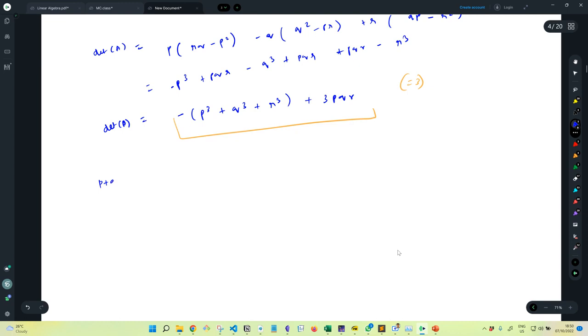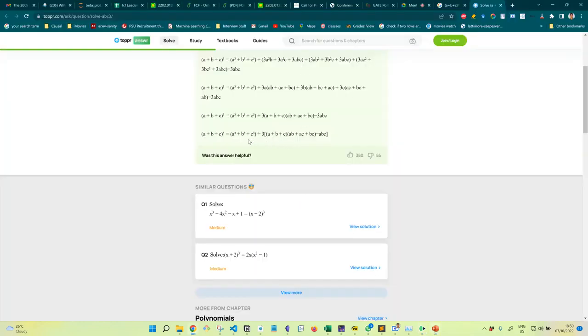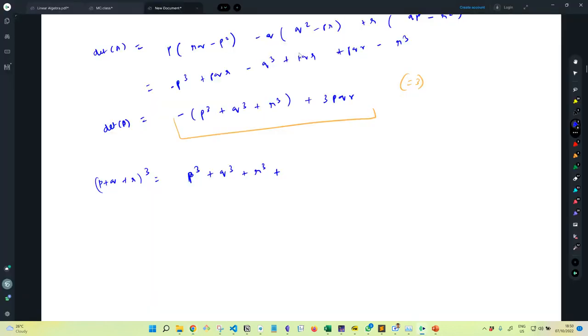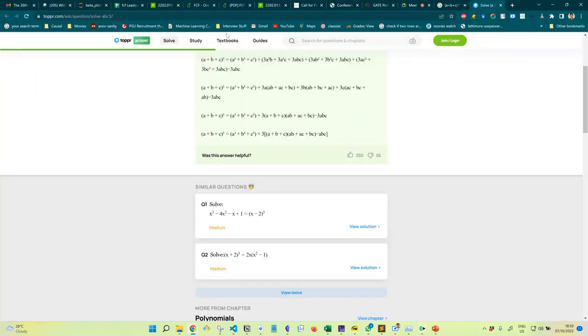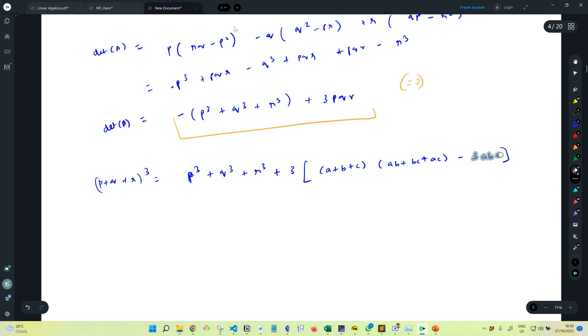What is P plus Q plus R the whole cube? P plus Q plus R the whole cube will be equal to P cube plus Q cube plus R cube plus 3 into A plus B plus C into AB plus BC plus AC minus 3 times ABC, sorry, minus ABC. This is the formula for P plus Q plus R the whole cube.